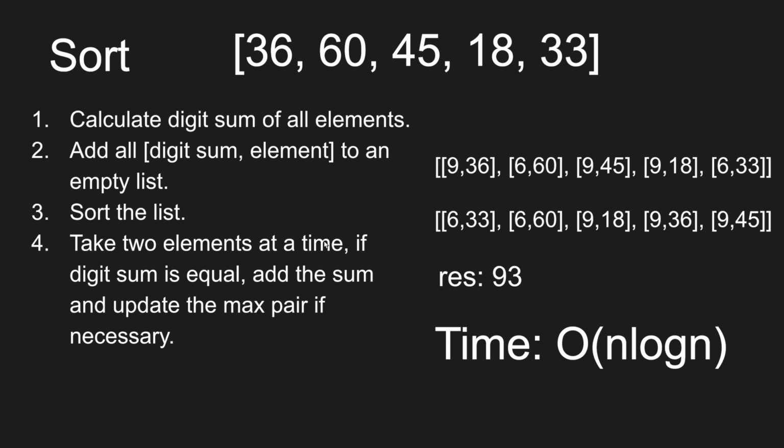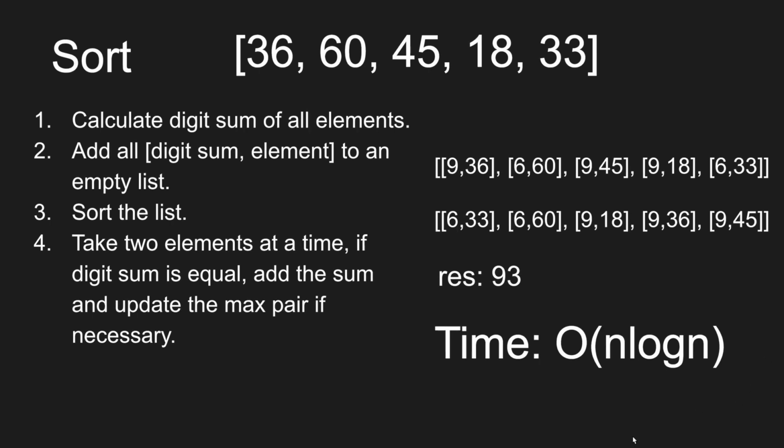And then we can take two elements at a time. If their digit sum is equal, then we can add the sum and update the max pair if necessary. So if we look right here, this can add up to 93. These two cannot add. These two is not greater than 93, and 81 is also not greater than 93. So the result is 93. The time complexity would be O of n log n, where n is the number of elements, because sorting this list may take up to n log n time. So there's actually a more efficient way to solve this problem, and we'll go over that right now.